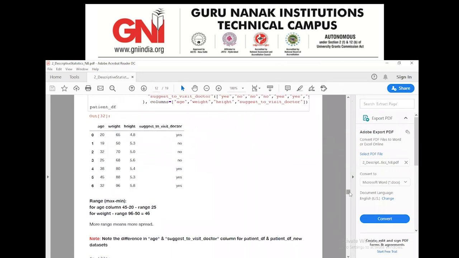Now see, for this data, one table is given. Take the first column as age. What is the range of age here? Same thing. What is the maximum? Maximum age is 45, minimum is 20. You will get the range 25. Go for the other column, weight. For the weight also, 96 minus 50 equals 46.